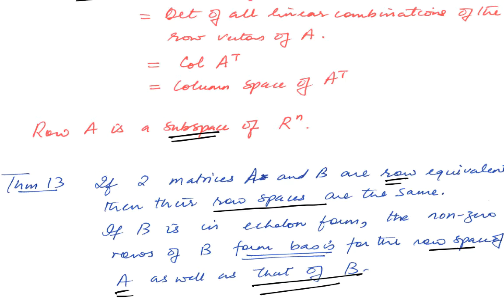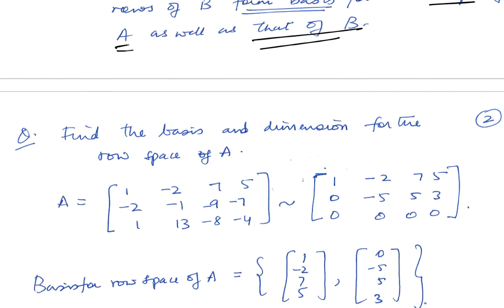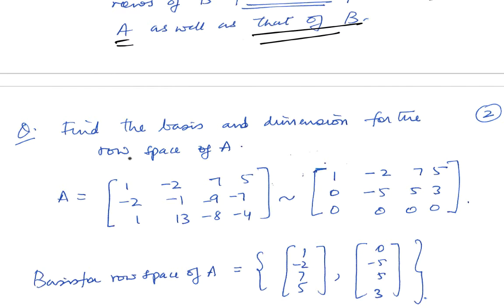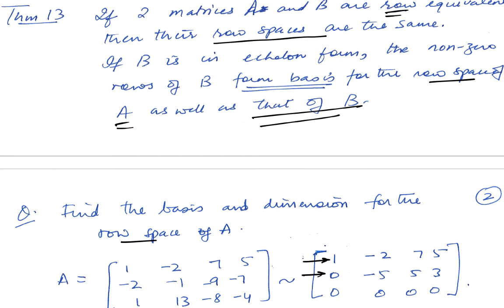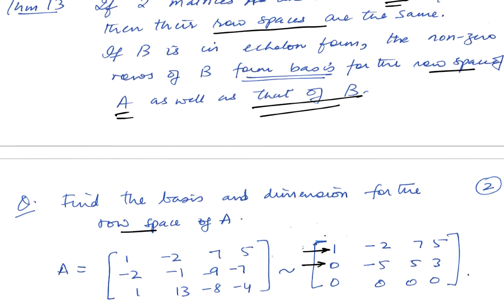Okay, so let's do an example practice here. Find the basis and dimension for the row space of A. So if I have a matrix A, which is 3 by 4 here, and we apply the algorithm, the row echelon form, we get this matrix. So clearly, the row space basis is the first two rows. Now you can write it like this, or you can write it in row form, doesn't matter. So the basis for the row space of A is, as the previous theorem says, the non-zero rows of B.